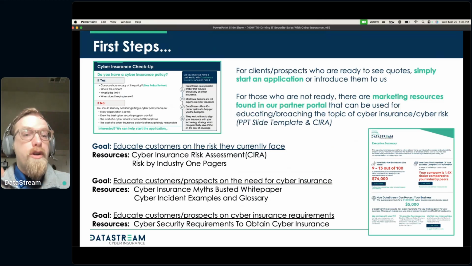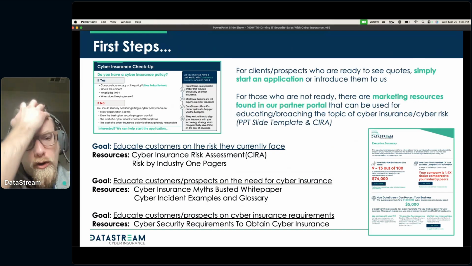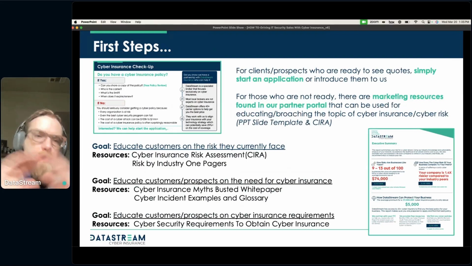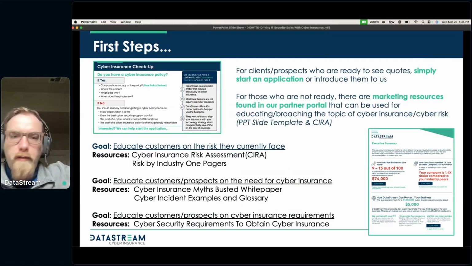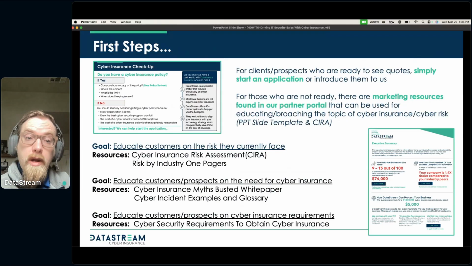For those that might need a little bit more education, or aren't quite ready, or maybe you're just starting to broach the subject for the first time with customers, that's where our resources in our partner portal will come into play, right? We've got tons of resources. We've already talked about that checklist, right? The requirements checklist that can be used for educating them on the tools that they need.